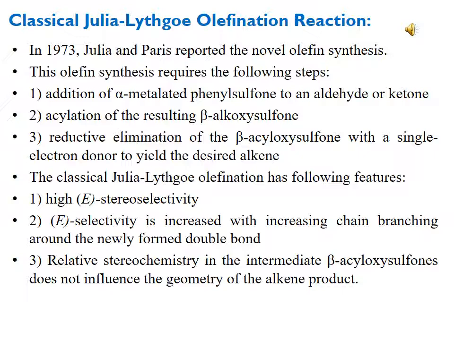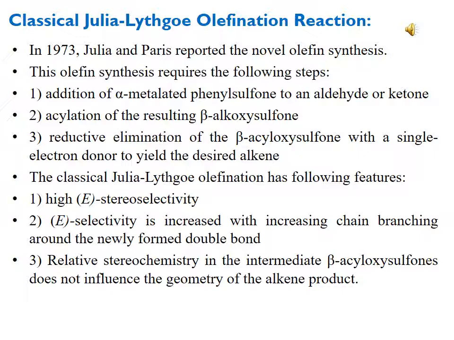The basic feature of this Julia Lythgoe olefination is that it has high E stereoselectivity, that is, a selectivity for the E isomer. E means the groups are at opposite sides. This E selectivity further depends upon the branching present on the alkyl group which is going to be converted into the alkene. E selectivity is increased with increasing chain branching around the newly formed double bond.